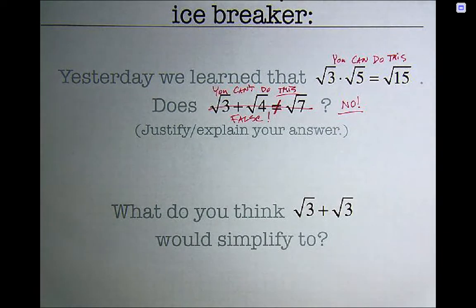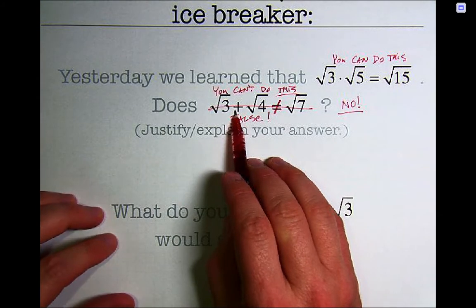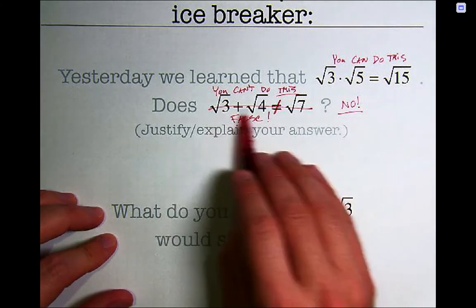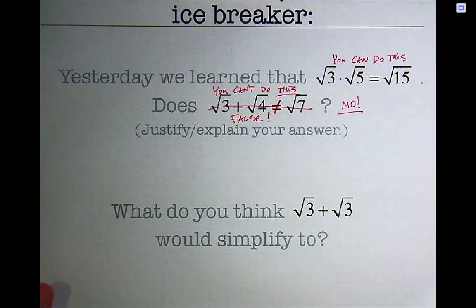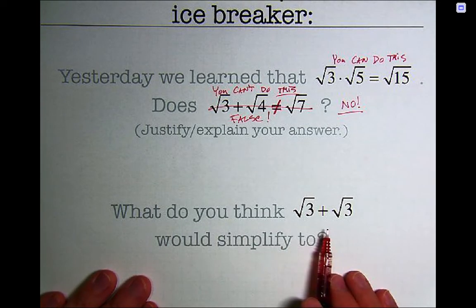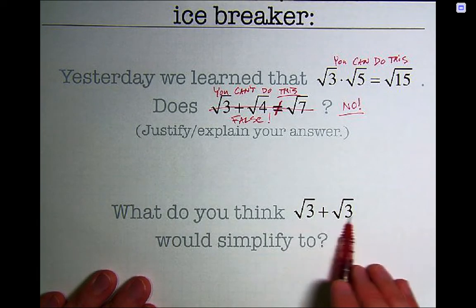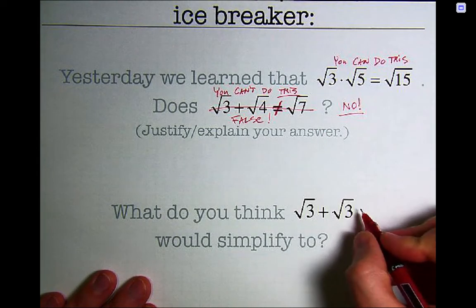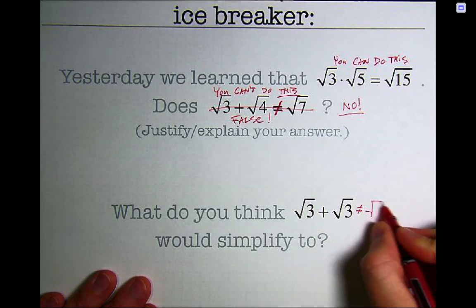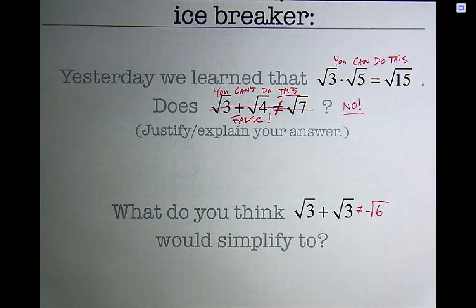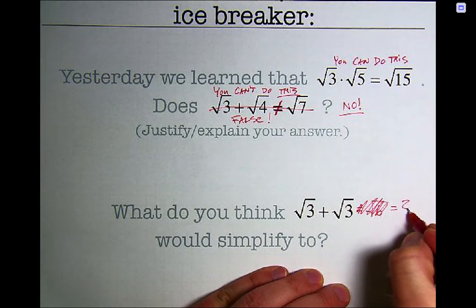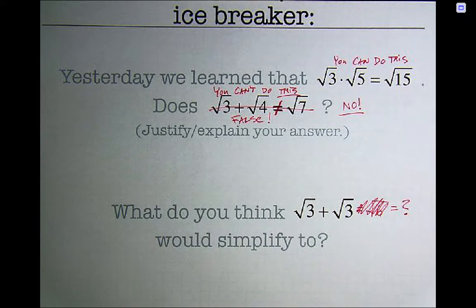And that's kind of the main idea behind today's lesson: what about addition and subtraction with radicals? We understand multiplication with radicals. What about addition and subtraction with radicals? What could we do if we're trying to add and subtract radicals? We've seen that you can't just add them together, so we know that this is not going to equal the square root of 6. But what is it going to equal? That's what we're going to find out today.